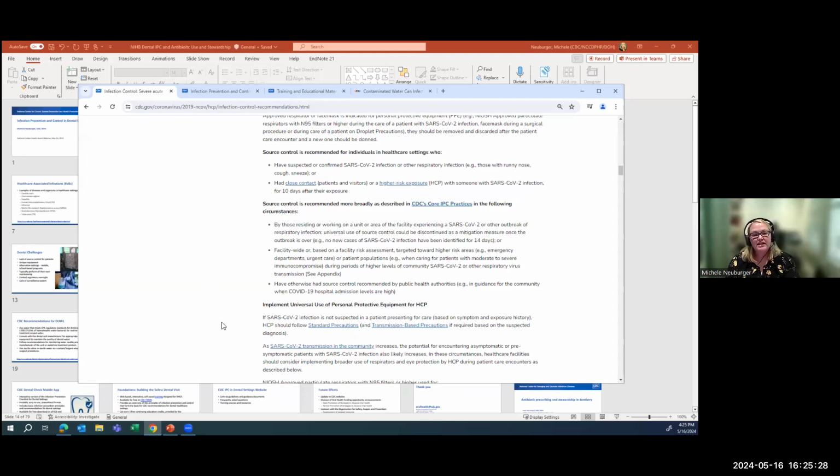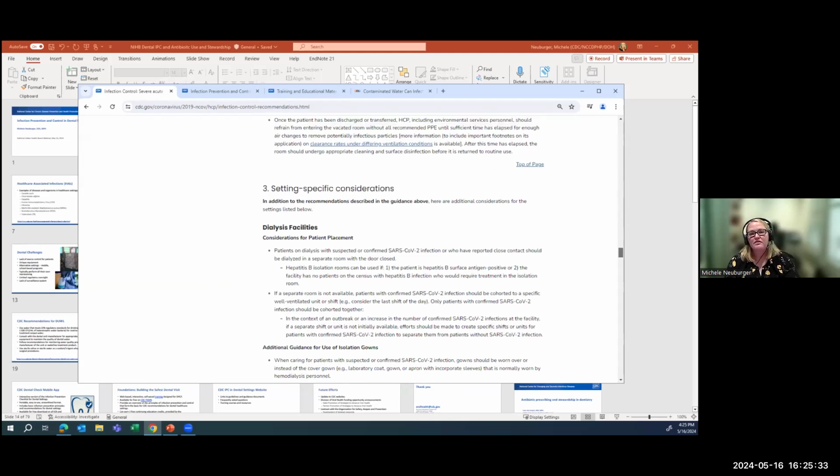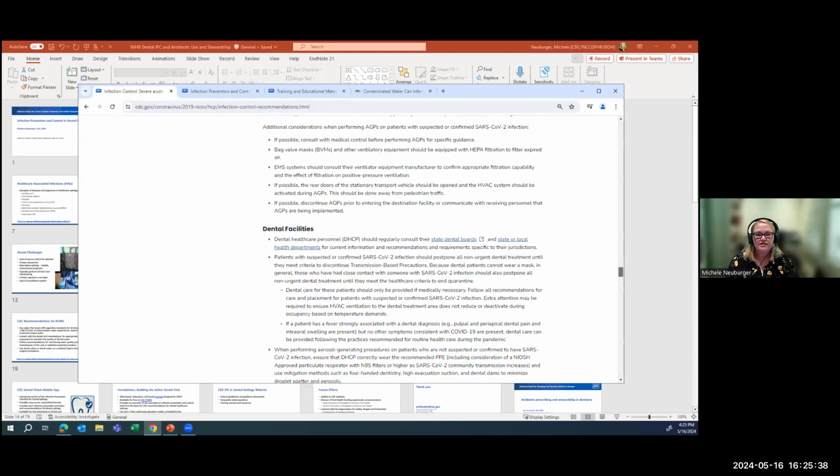So there's some information in here about how to do that. And we actually also have an appendix all the way at the back. So this document includes those sections. It has setting specific considerations here.